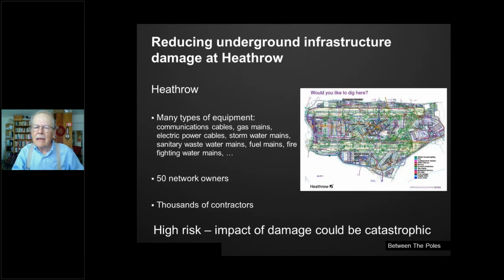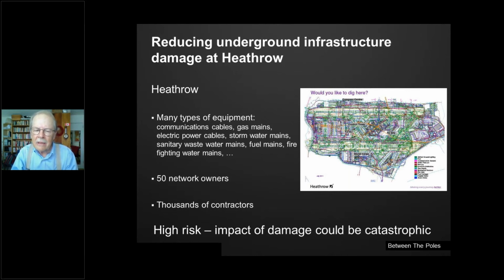This is a map showing the underground infrastructure at Heathrow, and you can see there is a lot of stuff. There's 15 different types of network owners at Heathrow. There's thousands of contractors, and at any given time, there's probably 1,000 contractors working there. And it is high risk.